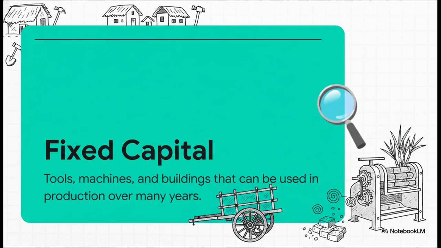Fixed capital includes items that are not used up in one cycle of production. Mishrilal's sugarcane crusher is a perfect example. He bought it once, but he will use it for many, many years to make jaggery. In the same way, Kishora's wooden cart is his fixed capital.